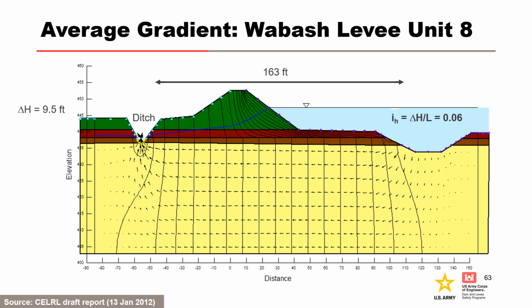The hydraulic condition for progression is evaluated by comparing the average gradient to a critical horizontal gradient. The average gradient is calculated as the hydraulic head difference divided by the seepage path length. In this example from Wabash Levee Unit 8, the hydraulic head difference is 9.5 feet and the seepage path length is 163 feet, resulting in an average gradient in the foundation of 0.06.